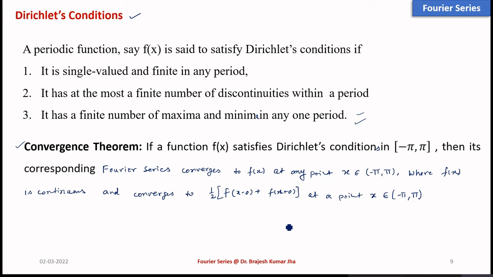Now the thing is, to find the coefficients of the Fourier series, that is a0, a1, and so on, we require some formulas before we get the Fourier coefficients a0, a1, like that.